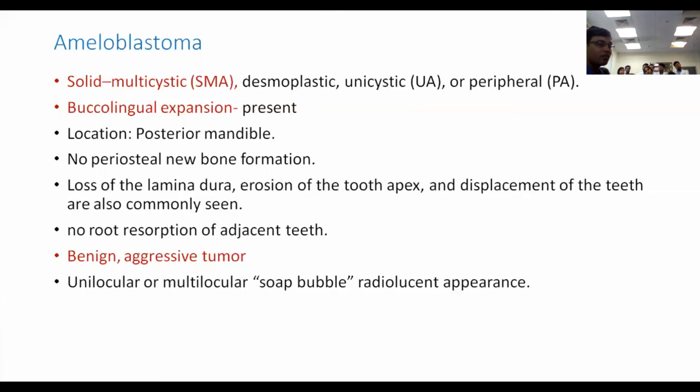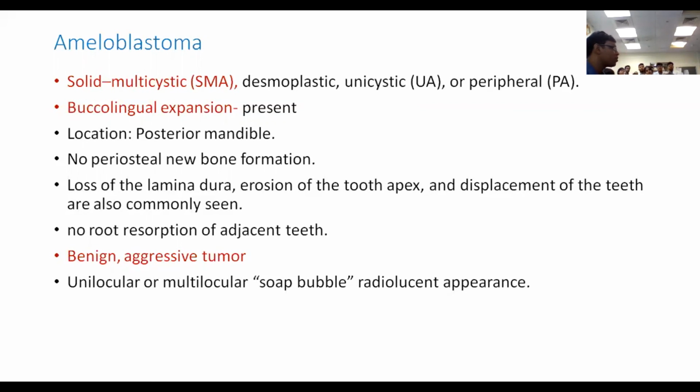The catching point is the buccolingual expansion. It will expand like this. If there's a mandible, then it will expand like this. If that kind of expansion is there, then you have to suspect that probably it is an ameloblastoma. 80 to 90% of that kind of expansion is seen in ameloblastoma. It will expand this side, it will expand on that side. Okay. Location: it is the posterior mandible. 80% of the tumors are located in the posterior mandible.